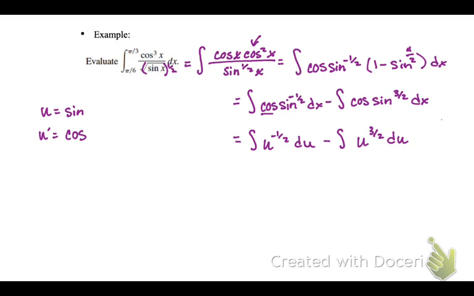So what? 2 sine to the 1/2 of x minus, add 1 would be 5, so 2/5 sine to the 5/2 of x plus c.